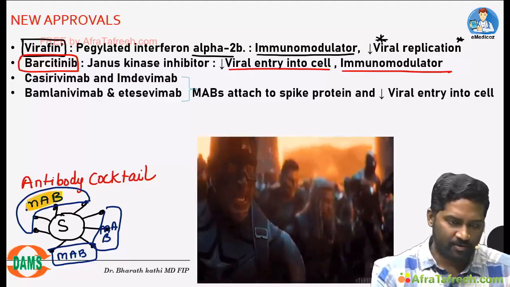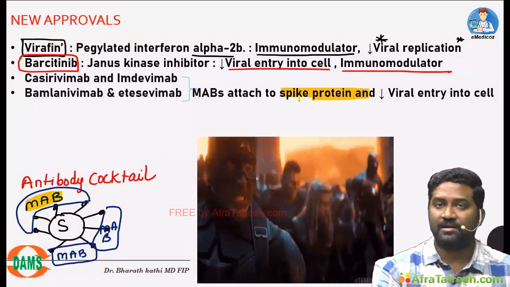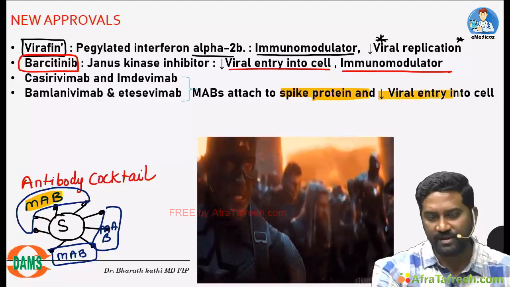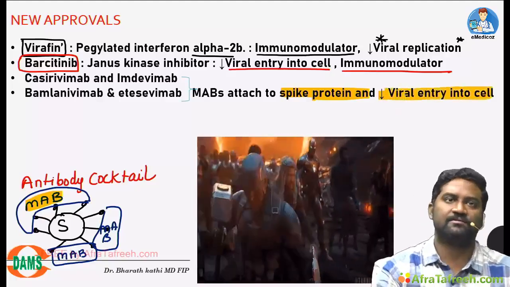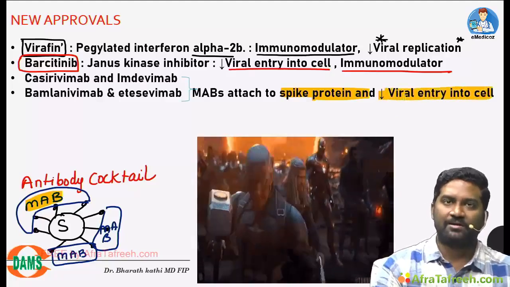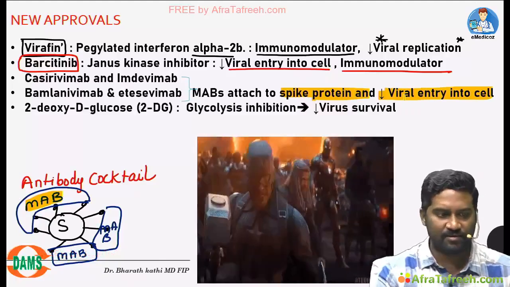Because the antibody is attaching to the spike protein, now the spike protein cannot go and penetrate this cell. Because of that, there will be decreased viral entry into the cell. These monoclonal antibodies bind to the spike protein and decrease the viral entry into the cell.